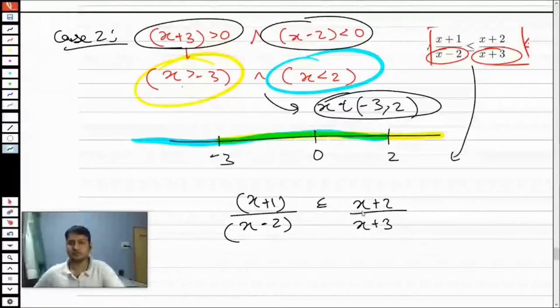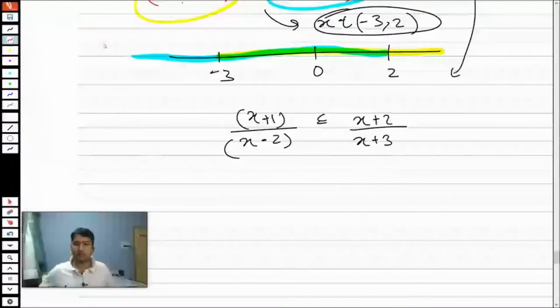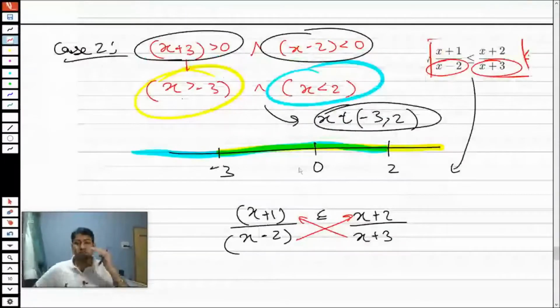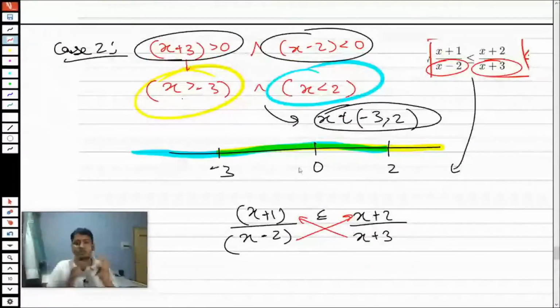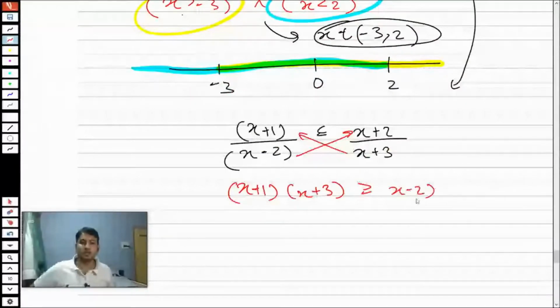Okay, so when you cross multiply, one of the quantities that you're multiplying with is negative, the other is positive. Since one of the quantities is negative, the inequality will exchange. The other quantity is positive, so the inequality will not exchange. So when you cross multiply, you will get (X plus 1) into (X plus 3) greater than or equal to (X minus 2) into (X plus 2).